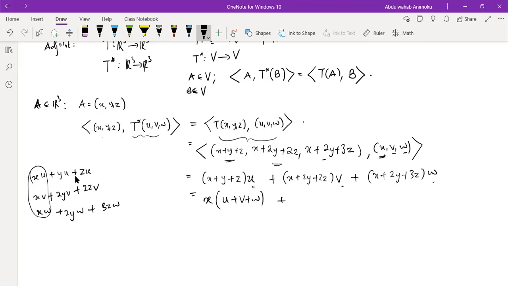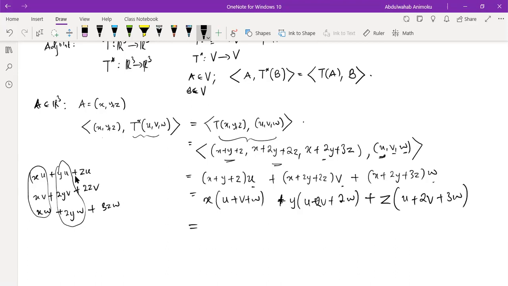The same thing for y. I can now focus on this. Now take y out. That would give us what? u plus 2v plus 2w. And finally, if I take z out, that would give me u plus 2v plus 3w. Okay, so this is what I have.